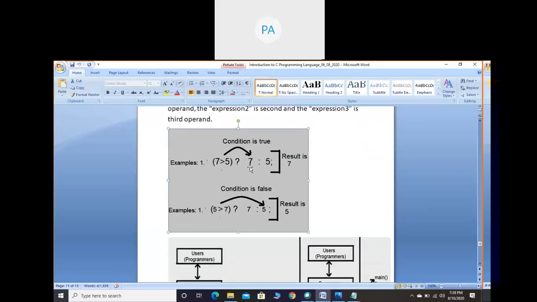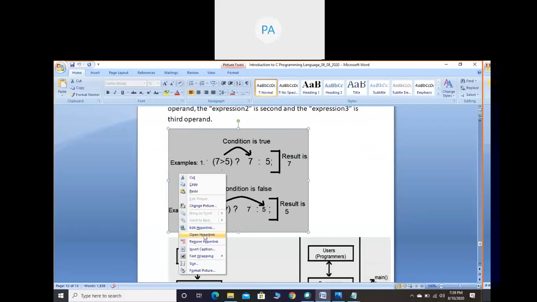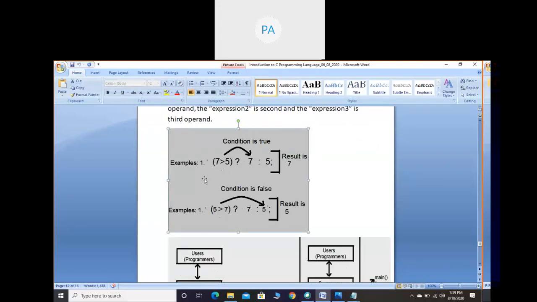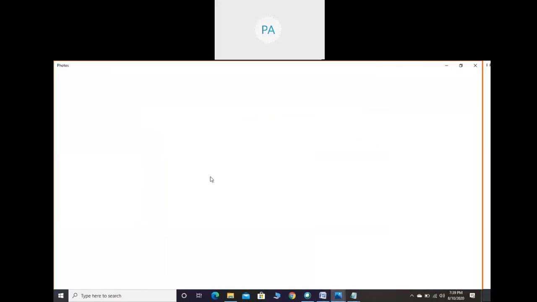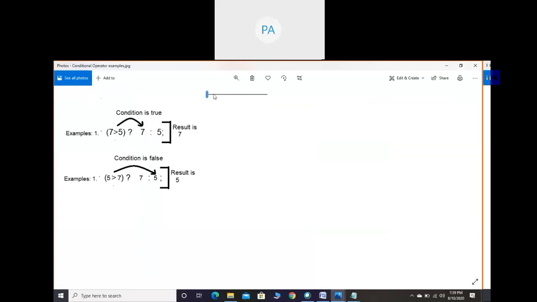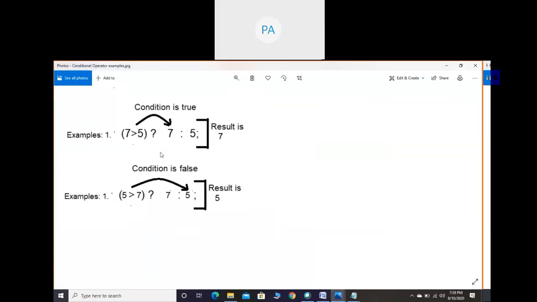Next, we will see the example, and in the example we will understand the explanation. I said that before the question mark we have to write the condition. Let me open this page. Look at this: before the question mark it should look like a condition, after the question mark one value, after the colon another value. Here the condition is 7 greater than 5. After the question mark I have written one value, that is result 1. After the colon I have written another value, that is result 2.